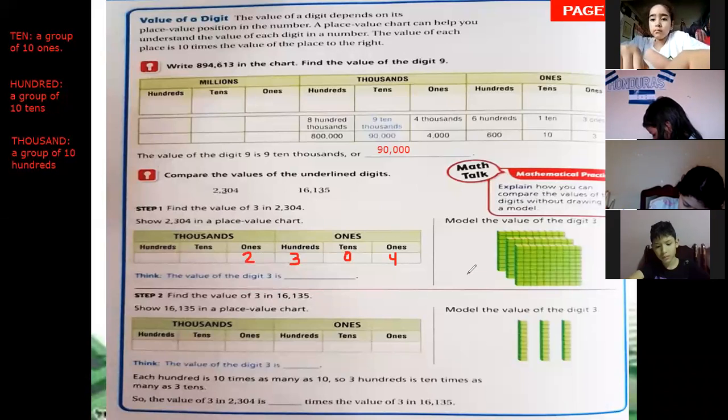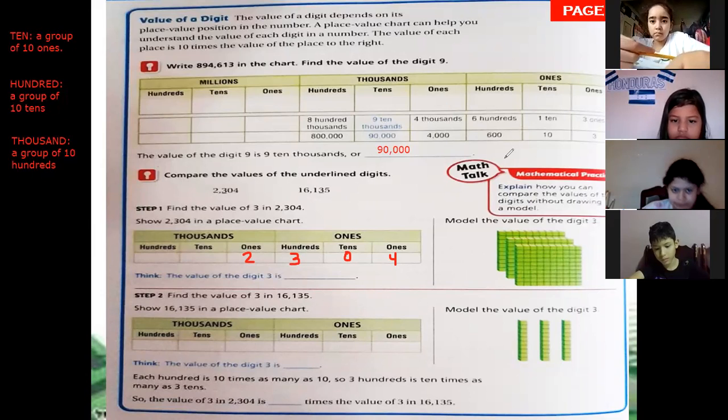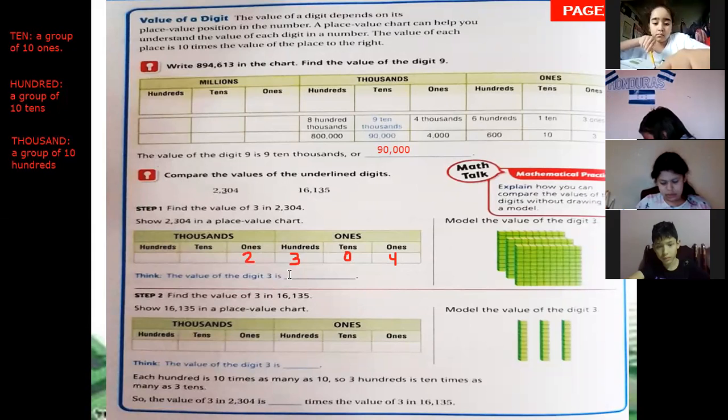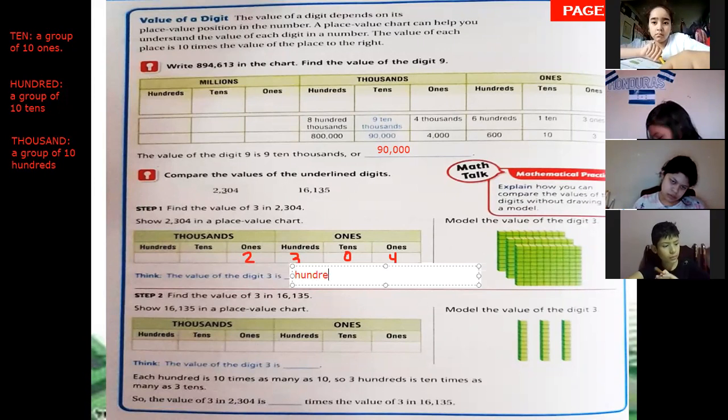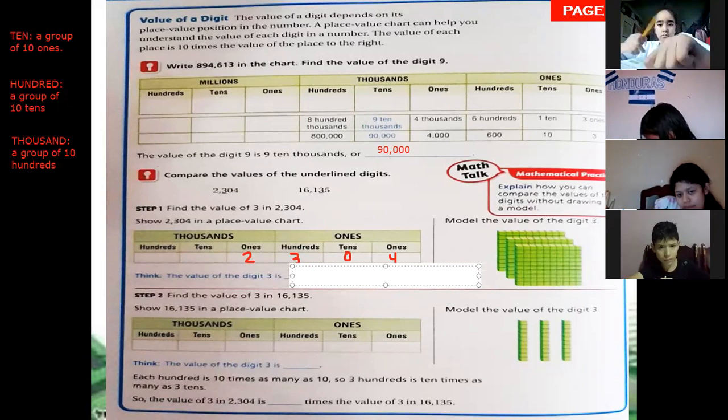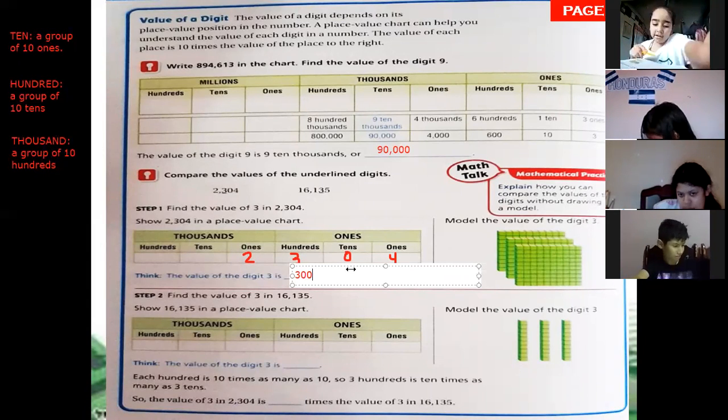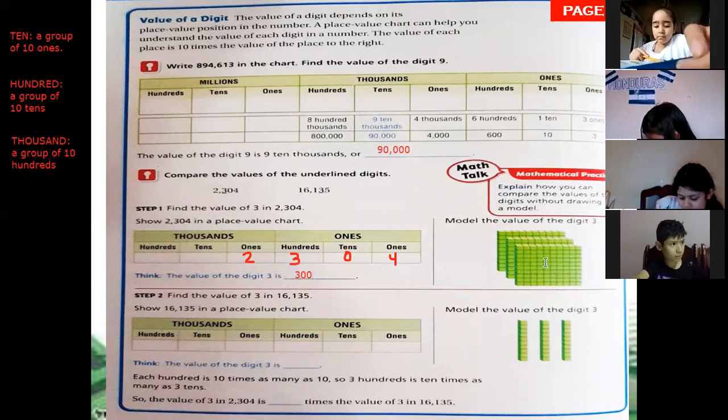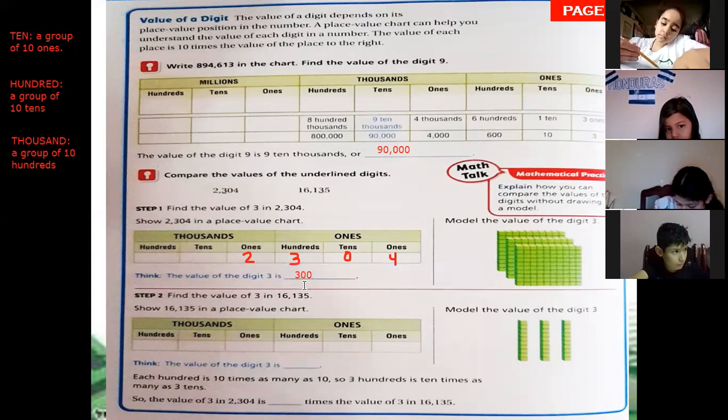Now, in what place is the number 3? In what place? Hundreds. Exactly. So the value of 3 is 100, and because it's a 3, it is 300. Remember that 100 has 2 zeros. The value of the digit 3 is 300.